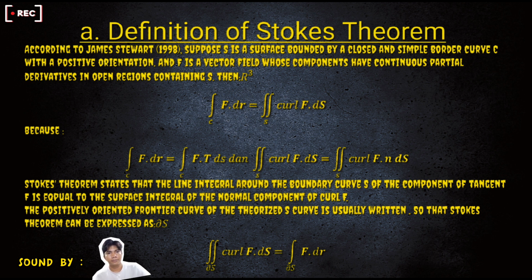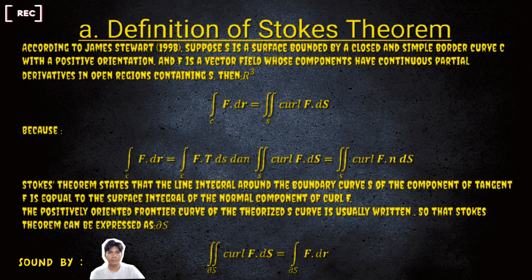Then, the integral over C of F dot dR equals the double integral over S of curl F dS, because the integral over C of F dot dR equals the integral over C of F dot T ds, and the double integral over S of curl F dS equals the double integral over S of curl F dot n dS. Stokes theorem states that the line integral around the boundary curve C of the tangential component of F is equal to the surface integral of the normal component of the curl of F.